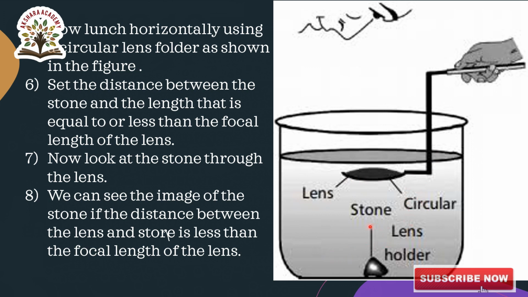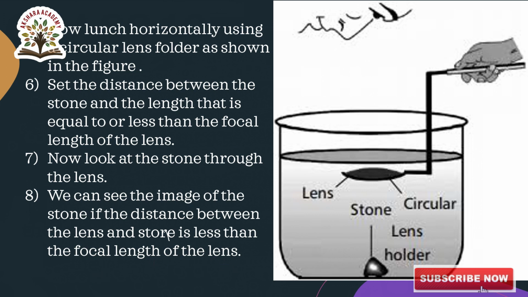Set the distance between the stone and the lens equal to or less than the focal length of the lens. This distance we have to adjust. Now look at the stone through the lens. Here we are observing the image of the stone by using the lens holder, and we can see the image of the stone if the distance between the lens and the stone is less than the focal length of the lens.